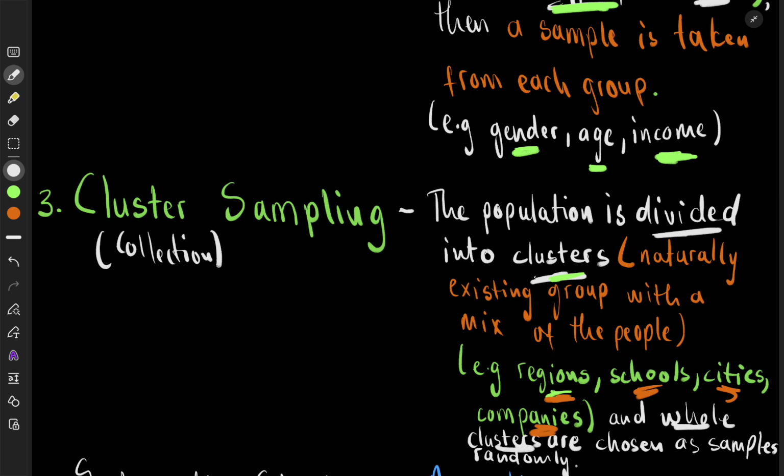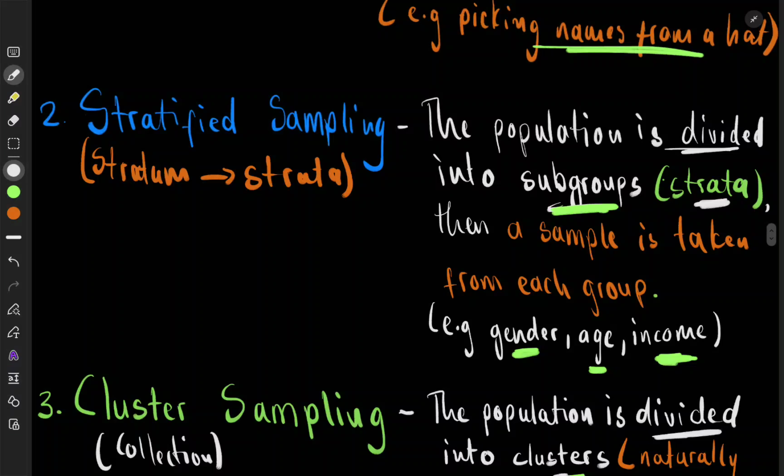So what is cluster sampling? It is a method of selection of data in which the population you start with is divided into clusters, and whole clusters are chosen randomly. Okay, whole clusters are chosen randomly. What about stratified? The population is divided into strata or subgroups called strata, and then individuals from each of the groups are chosen randomly.